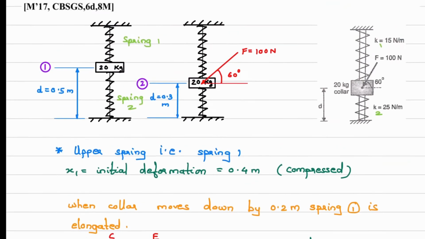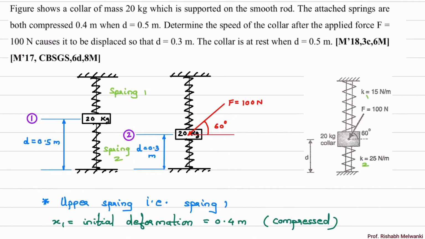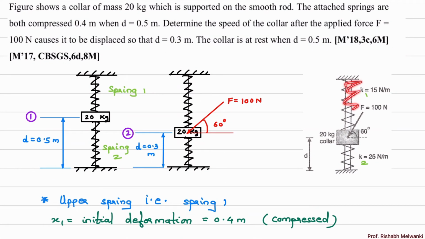What we have actually done in this numerical: this setup is given. When initially D is 0.5 meter, both the springs are compressed, and the initial deformation in both springs is 0.4 meter. Then because of the application of the external force, the block moves down by 0.2 meter. So we have to calculate the velocity or speed of the collar after application of the force.